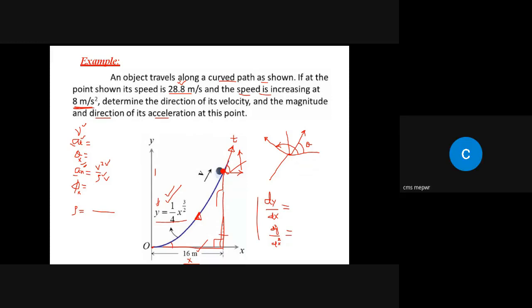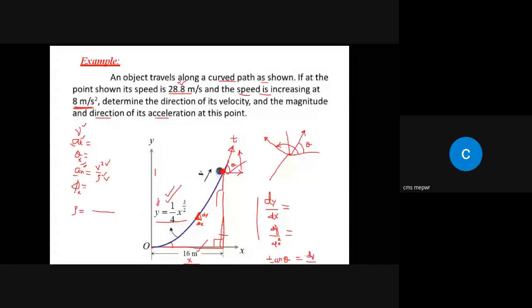Yes, sir. Okay, so if we consider this differential element, the y side will be given by dy and the x side will be given by dx. How can I find tangent theta? Let's say this angle is theta. So tangent theta will be equal to what? Perpendicular over base, dy by dx, right? Is it clear? Yes, sir. And theta will be equal to tangent inverse of dy by dx.